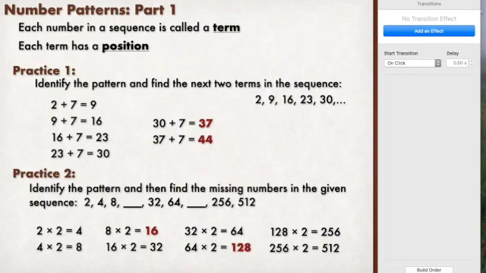So if 2 times 2 is 4 and 4 times 2 is 8, 8 times 2 is 16, then we can go ahead and focus on 16 times 2 is 32. 64 times 2 is going to be 128.